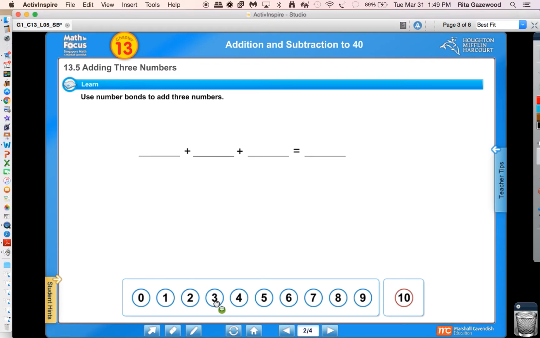So let's try a different group. I have 3 plus 4 plus 4. Now when I look at this, let's see if we can use a number bond to add three numbers. So I have 3, 4, and 4. So I'm going to model my number.